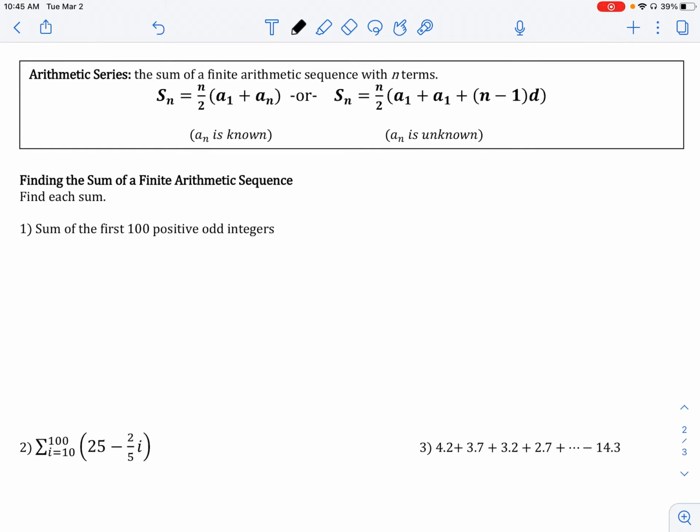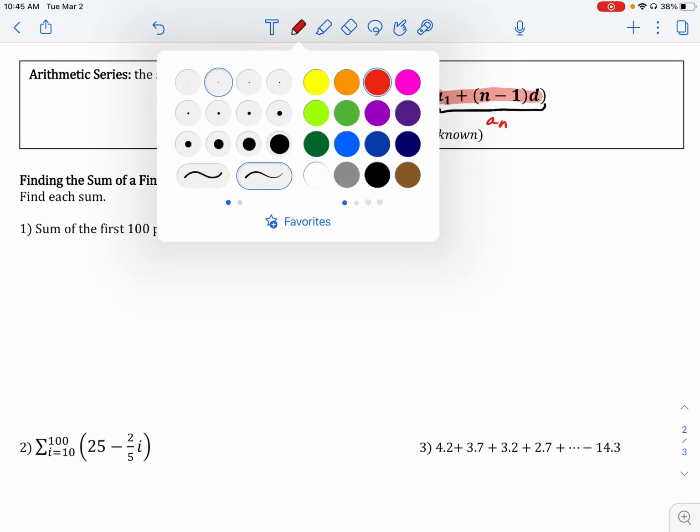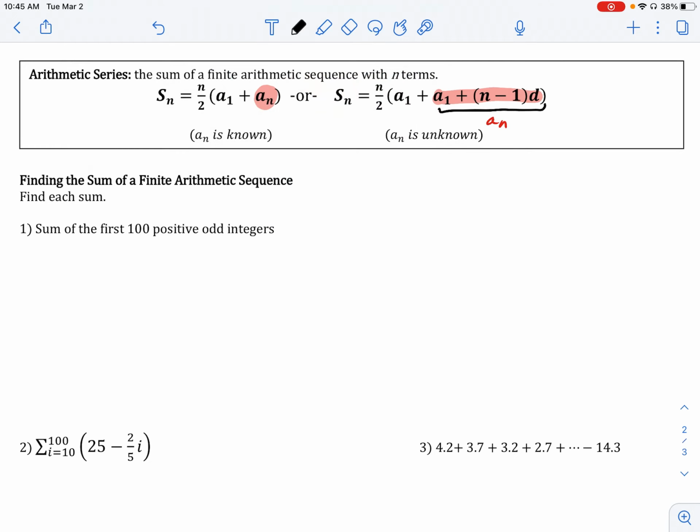Now, we can use that formula to our benefit. Thank you, Carl. So we can then say, all right, the sum of any finite arithmetic sequence can be given as such. This is when we know what a sub n is. And if we don't know what a sub n is, we can just sub in the general term for a sub n. So let's go ahead and try a couple of different practice problems using this, okay?